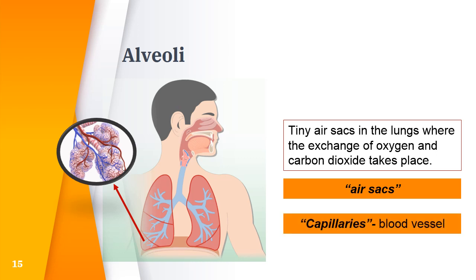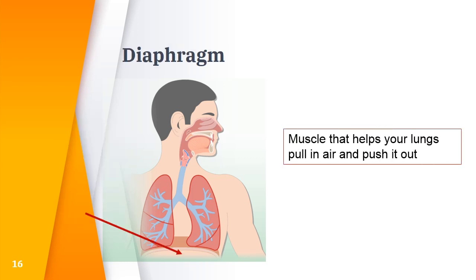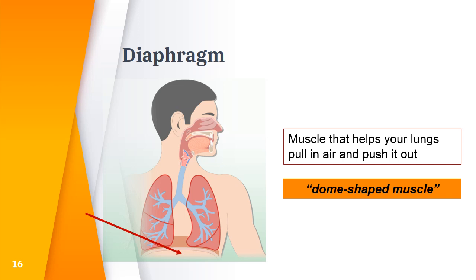It also contains the capillaries, or the blood vessels, which allow the exchange of materials like oxygen and carbon dioxide. The last part is what we call the diaphragm. It is a muscle that helps your lungs pull in air and push it out. It is a dome-shaped muscle. So you would notice that when you inhale, your diaphragm contracts, and when you exhale, your diaphragm expands.